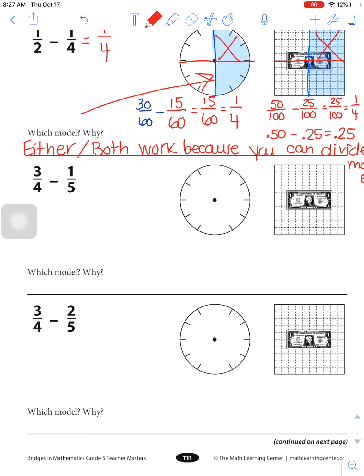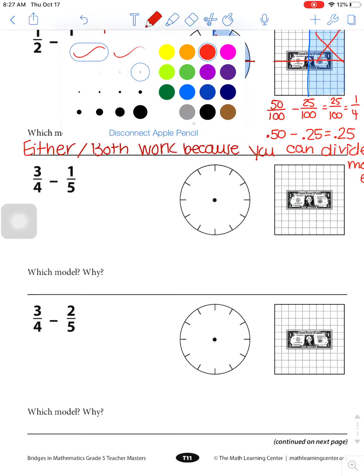So I think with money, 1/5 of a dollar, do you remember how much that is? 1/5 of a dollar. So some number times 5 equals 100. Well, we talked about when we had 2 dimes, we had 1/5 of a dollar. 2/10 is the same as 1/5, right? So 1/5 is equal to 20 cents. So I'm going to say the money model is going to be the best option here.